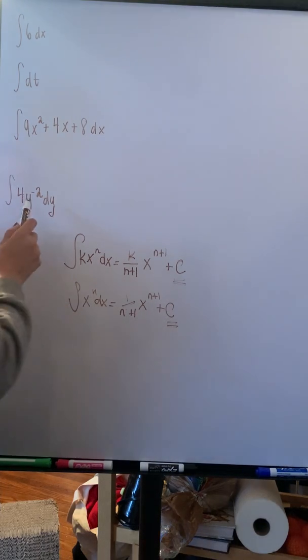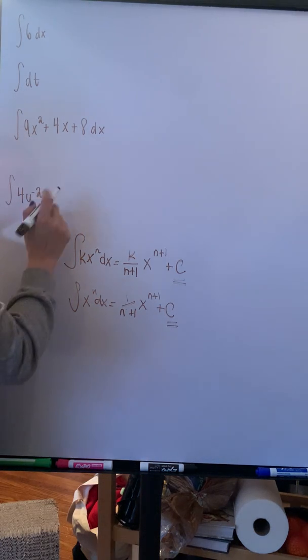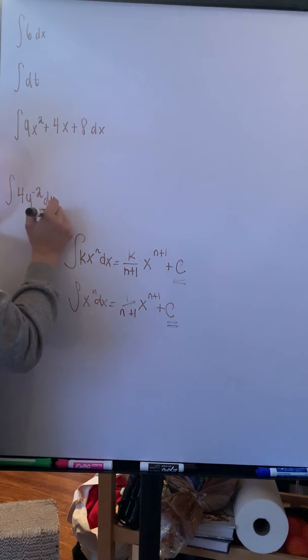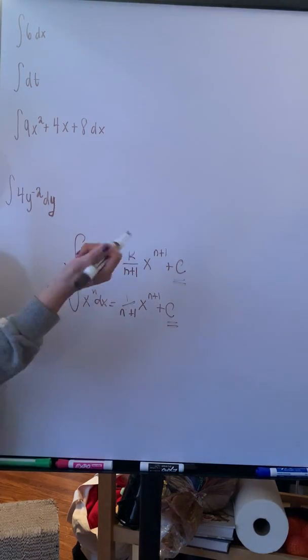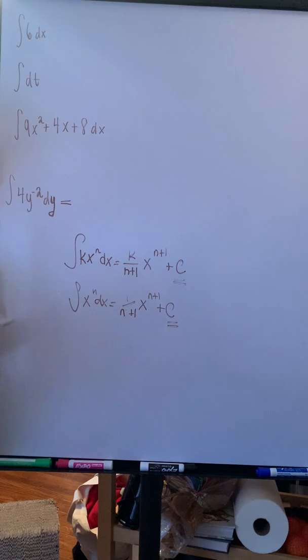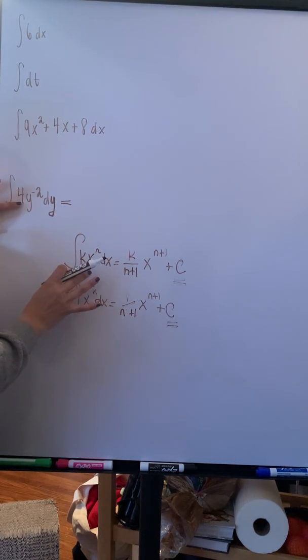So let's jump down here. So I have a dy. That just means that I have to differentiate with respect to y. So y is going to be in my final answer. So instead of x's, I'm just going to have y. So same idea. So this has a constant, so I'm going to follow this rule.